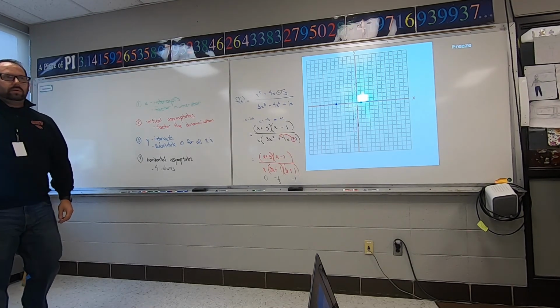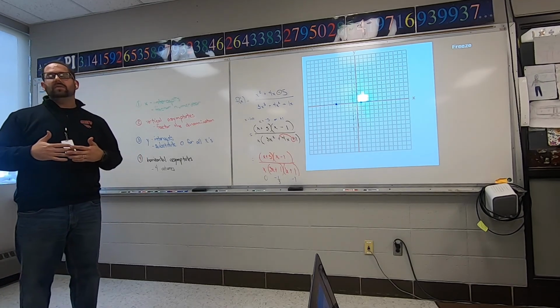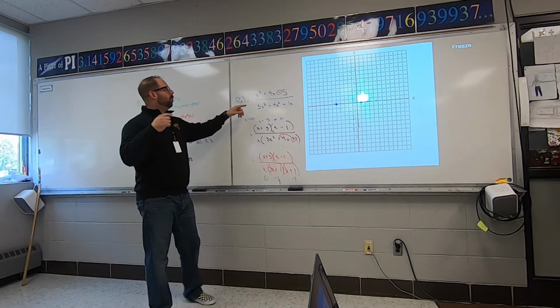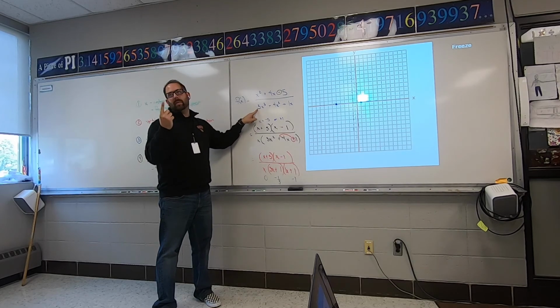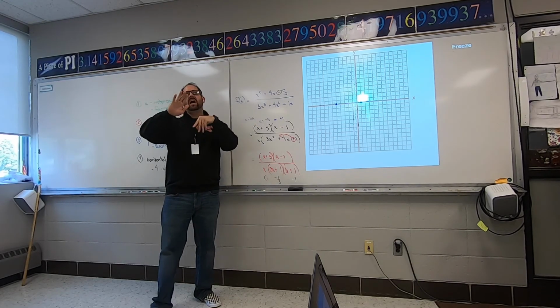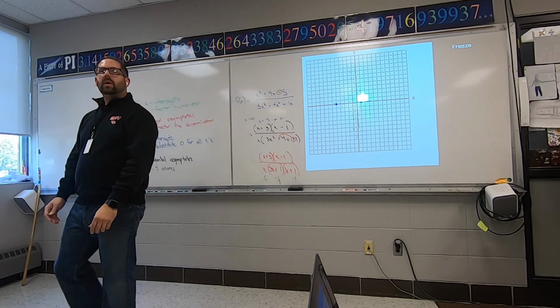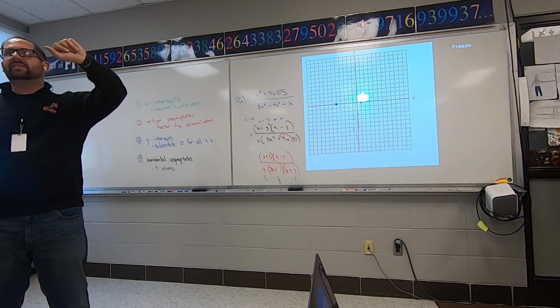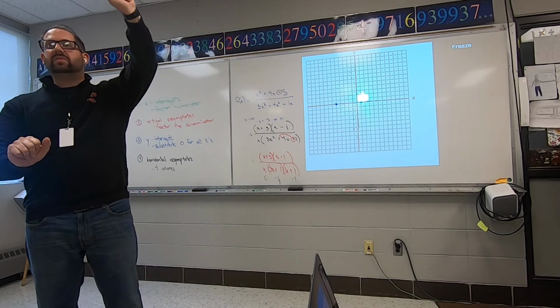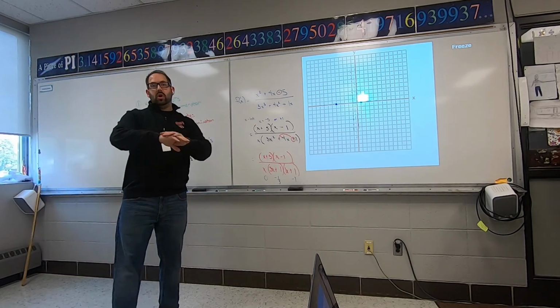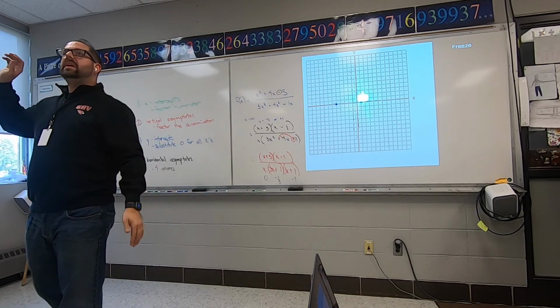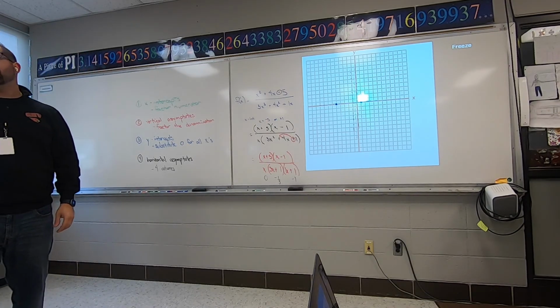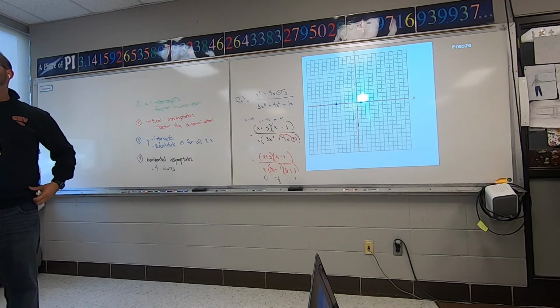The next outcome that could happen is where the top is bigger than the bottom by 1. That's when you have to do the slant. You have to long divide. When the top is bigger than the bottom by more than 1 power, like x to the 4th over x, that's when there's no asymptote at all.